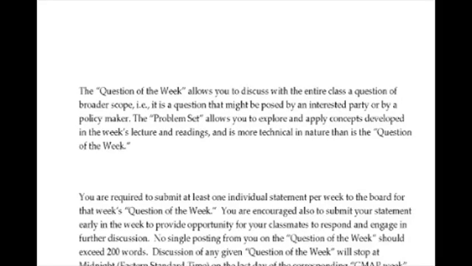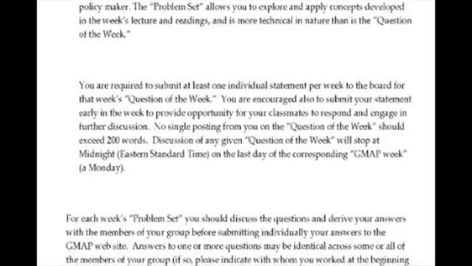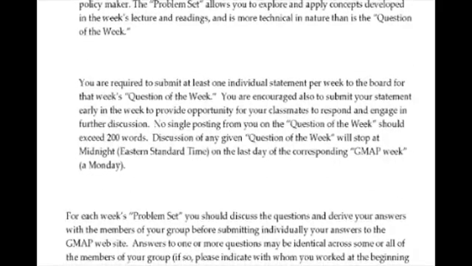I'd like you to look at this thing later on when I give you the readings. Because this one talks about ano bang standards na ginagamit na rito? Ba't ba na siya nagbibigay nitong problem set? Ba't siya nagbibigay ng discussion board? Yung question of the week.